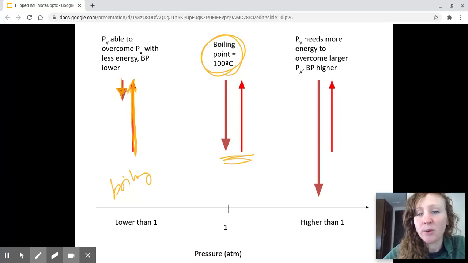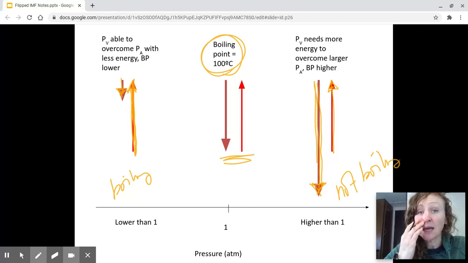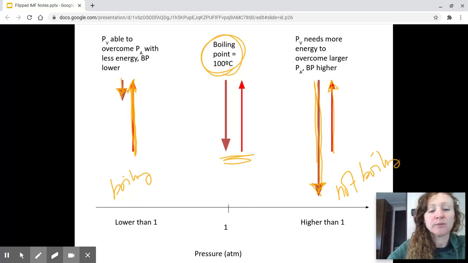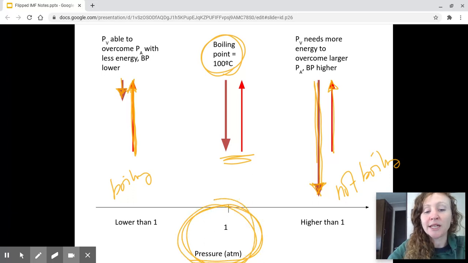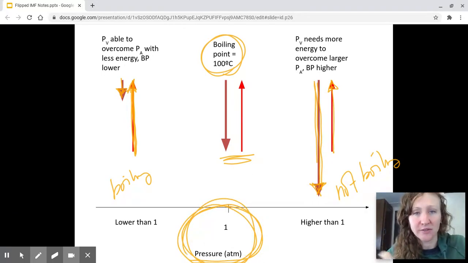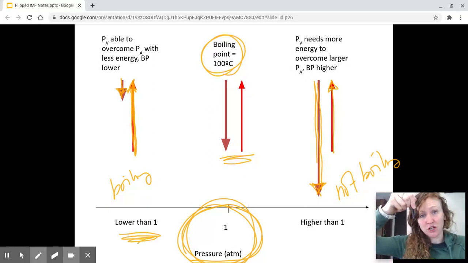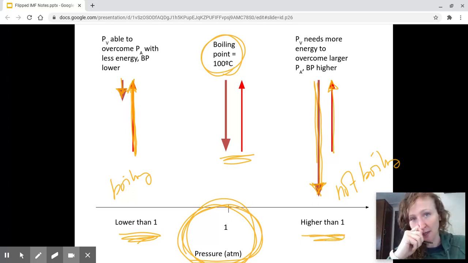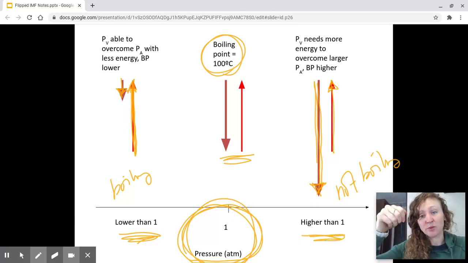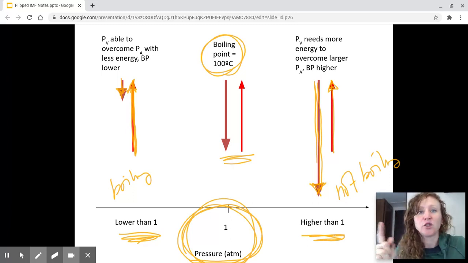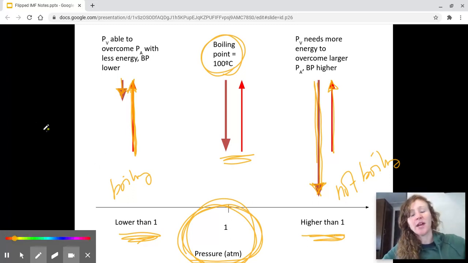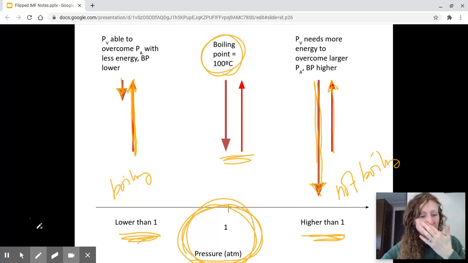And then if the atmospheric pressure is bigger than the vapor pressure, then this is not boiling. And again, we can see this in terms of atmospheric pressure. If your boiling point is at 1 atmosphere, then below 1 atmosphere of atmospheric pressure, boiling can occur. Above 1 atmosphere of atmospheric pressure, boiling cannot occur unless you change the temperature. Okay, so we have a pressure effect, we have a temperature effect.